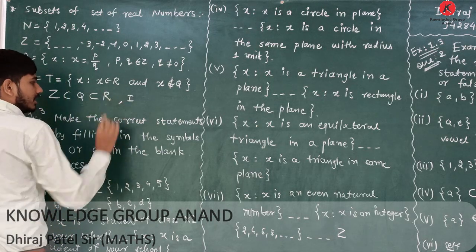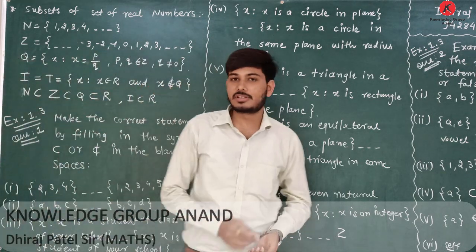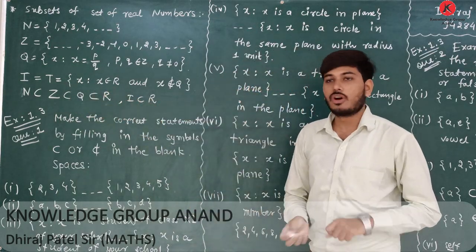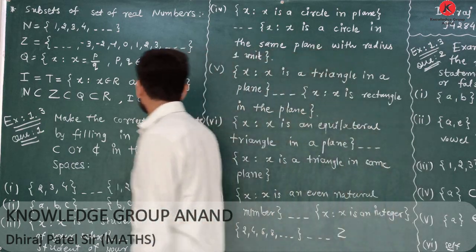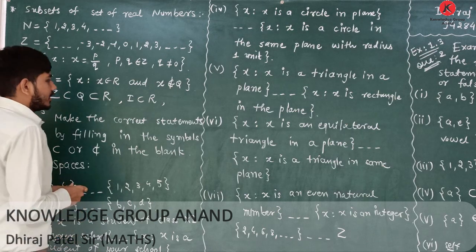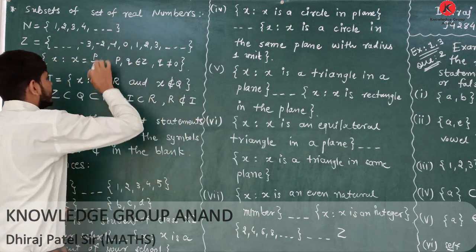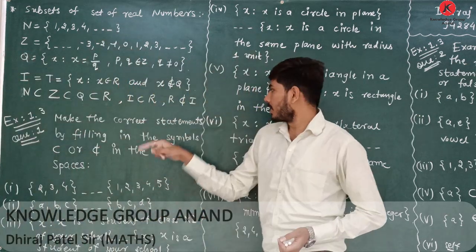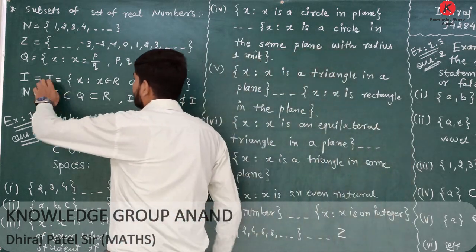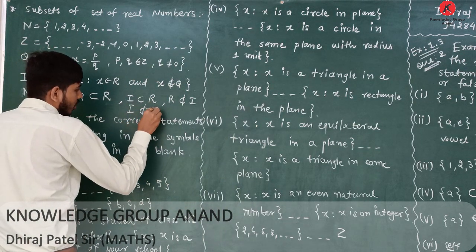Now, N is a subset of Z, and Z is a subset of Q. We can write like this. And Q, the set of rational numbers, is also a subset of real numbers. All rational numbers lie in the real numbers. Therefore, we can say that it is a subset of R. Now, this is the sequence. Therefore, N is a subset of R, Z is a subset of R, Q is a subset of R. This is the sequence.